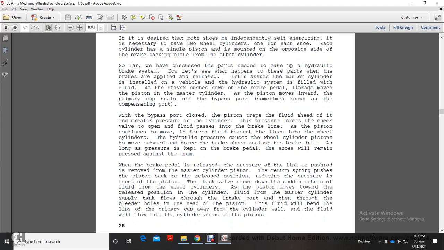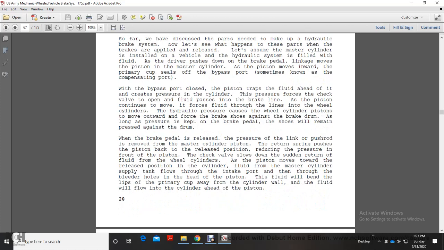As the piston continues to move, the fluid flows through the lines into the wheel cylinders. The hydraulic pressure moves the wheel cylinder pistons outward, pushing the brake shoes against the brake drum. As long as the pressure is kept on the brake pedal, the shoes will remain pressed against the drum. When the brake pedal is released, the pressure on the push rod of the master cylinder is relieved, and the return spring pushes the piston back to the release position, reducing the pressure in front of the piston. The check valve closes the circuit, and the fluid returns from the wheel cylinders as the pistons move to the release position, and the fluid goes back to the master cylinder.